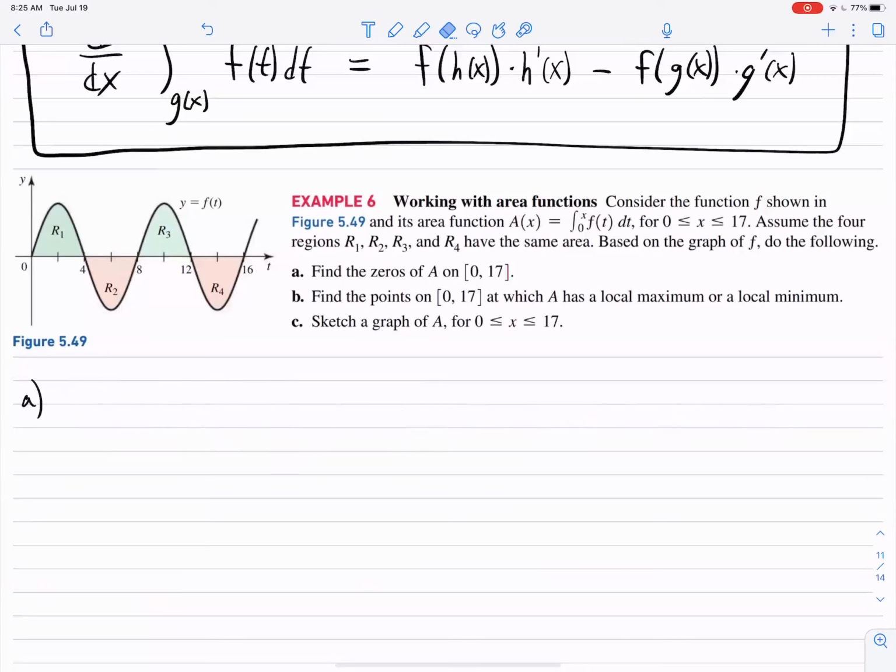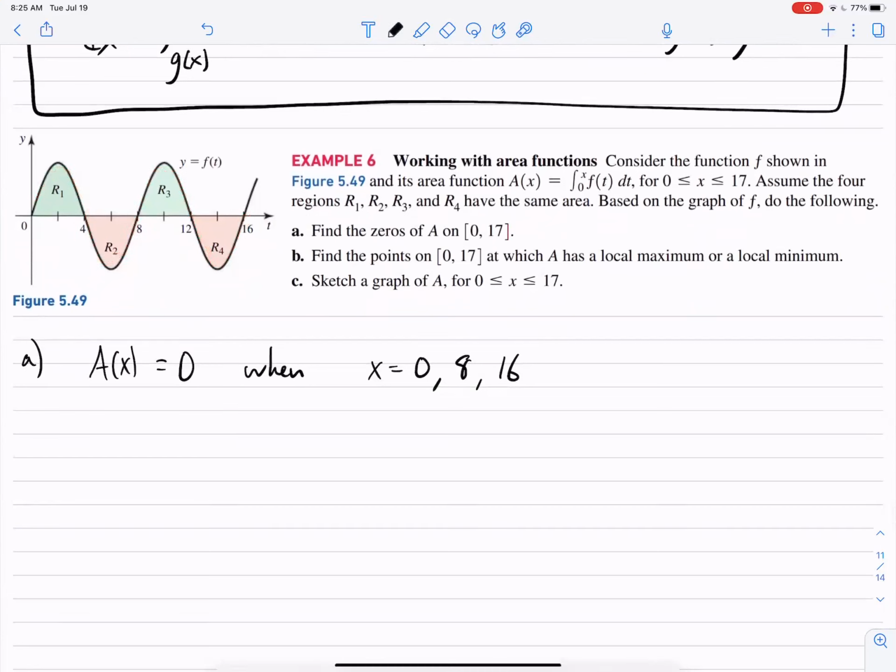So the zeros of A, so where is the area 0? Well, it's 0 here, and then we increase by R1, we decrease by R2, so it's going to be 0 again at 8. We increase by R3, decrease by R4, so it's going to be 0 again at 16. So A of x equals 0 when x is equal to 0, 8, and 16. The reason being is because at 0, we gain positive area, negative area, back to 0. Positive area, negative area, back to 0. So those are the 3 points.